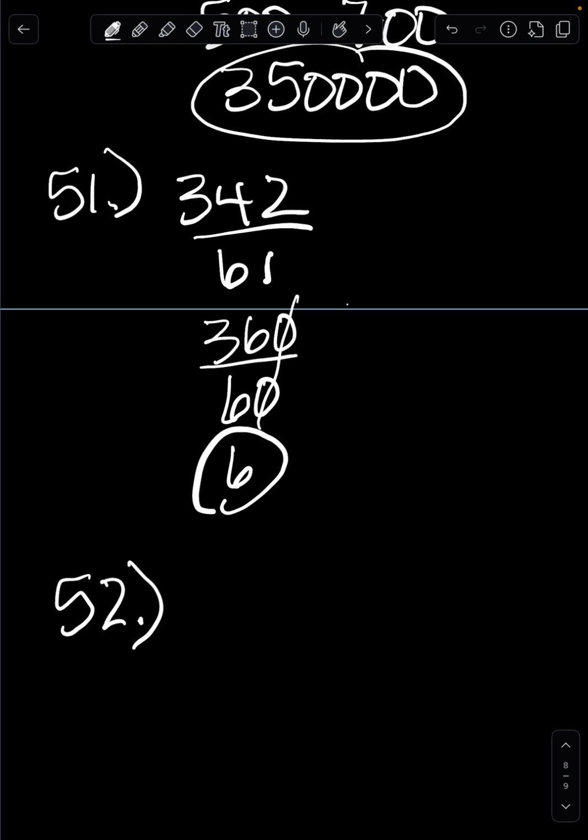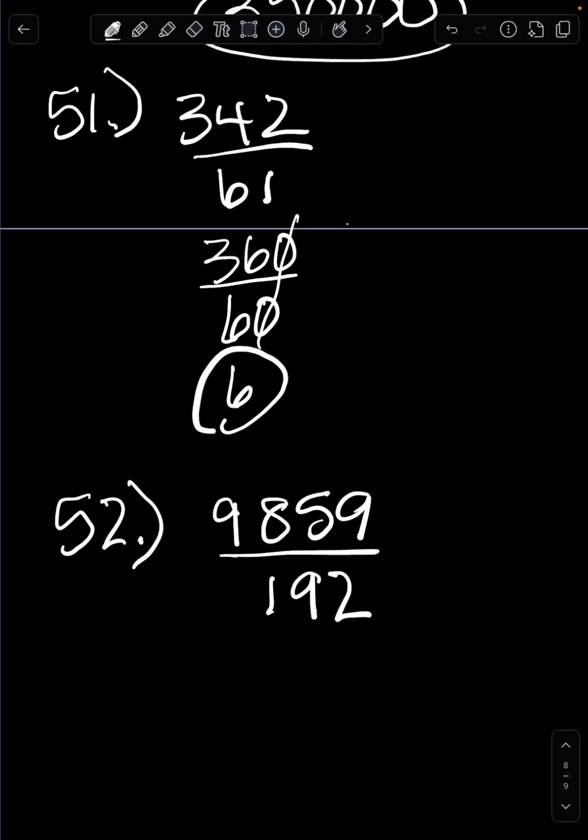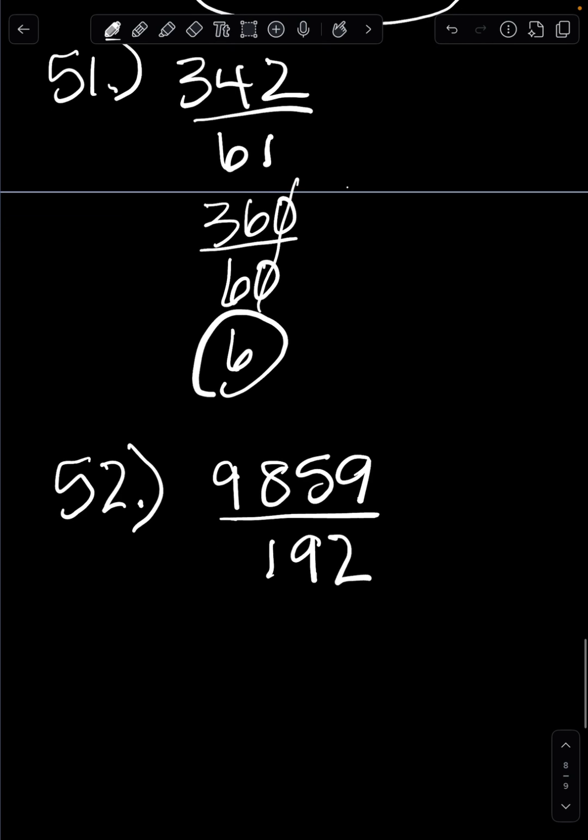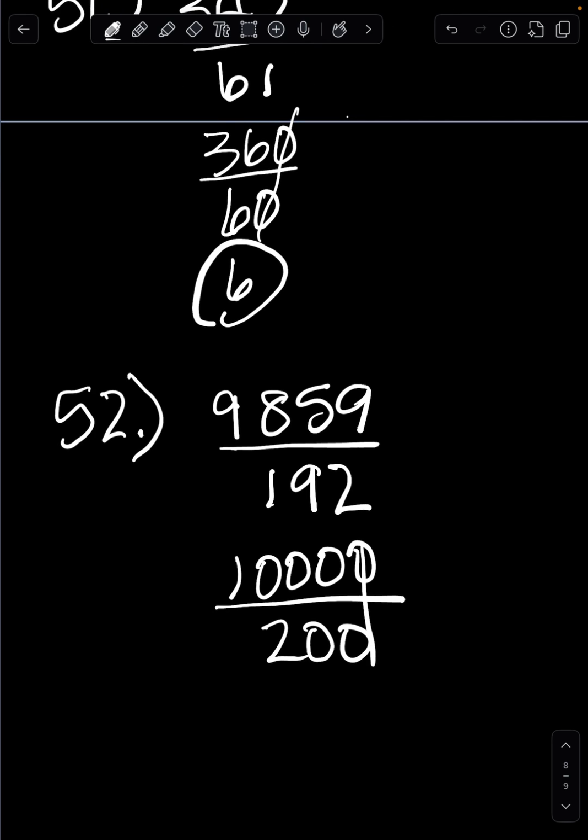So number 52, we have 9,859 divided by 192. I think in this case, I'd probably just go straight to the nearest 1,000. So 9,859 is going to be 10,000 divided by about 200. So these zeros will cancel, and 2 goes into 10 five times.